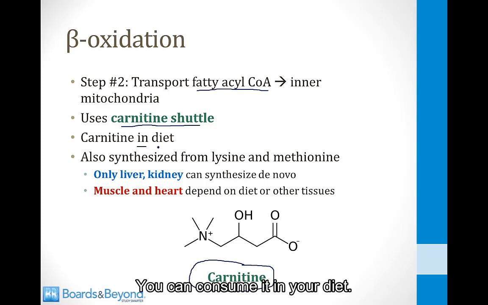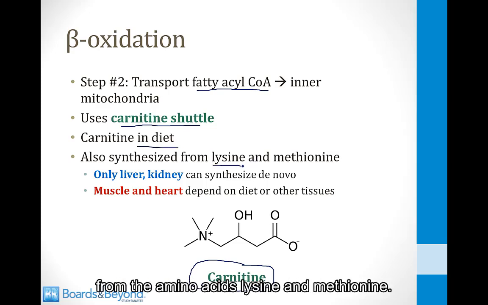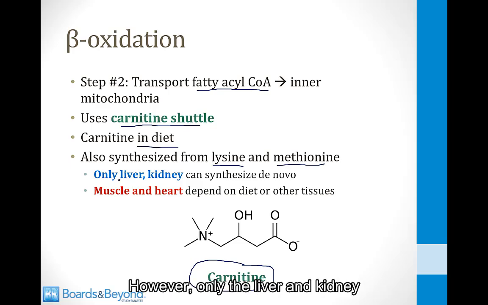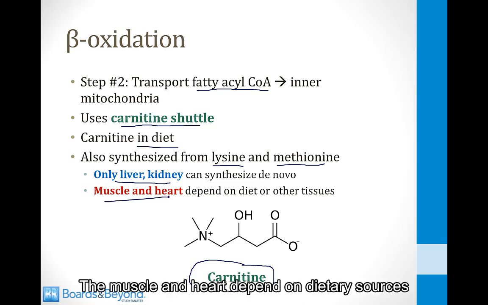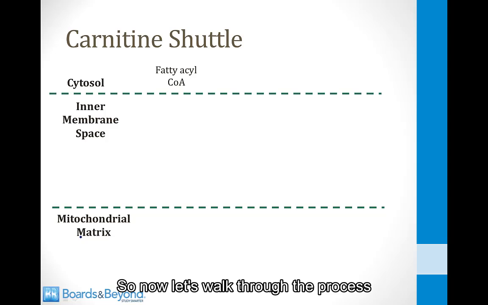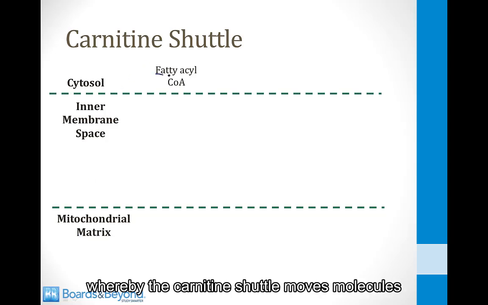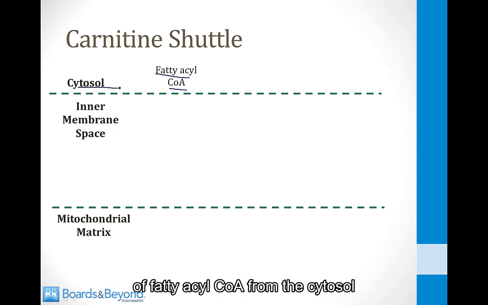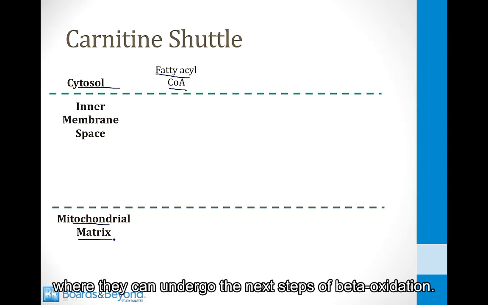You can consume it in your diet. It can also be synthesized by the body from the amino acids lysine and methionine. However, only the liver and kidney can synthesize carnitine de novo. The muscle and heart depend on dietary sources or carnitine synthesized by other tissues. So now let's walk through the process whereby the carnitine shuttle moves molecules of fatty acyl-CoA from the cytosol to the mitochondrial matrix where they can undergo the next steps of beta oxidation.